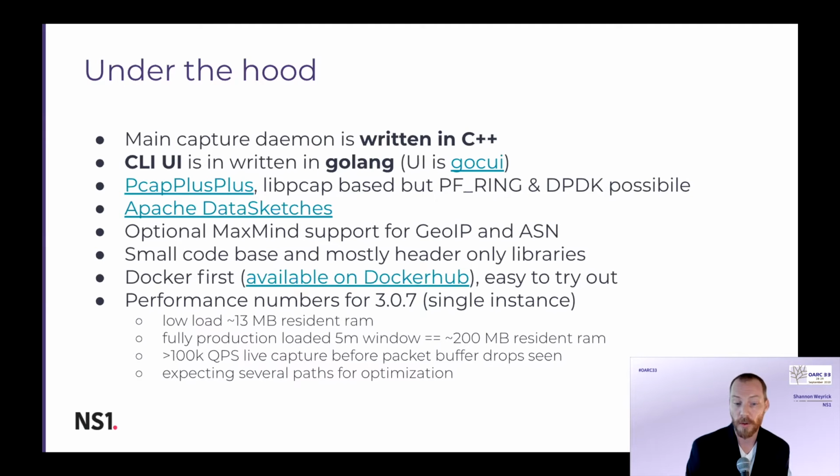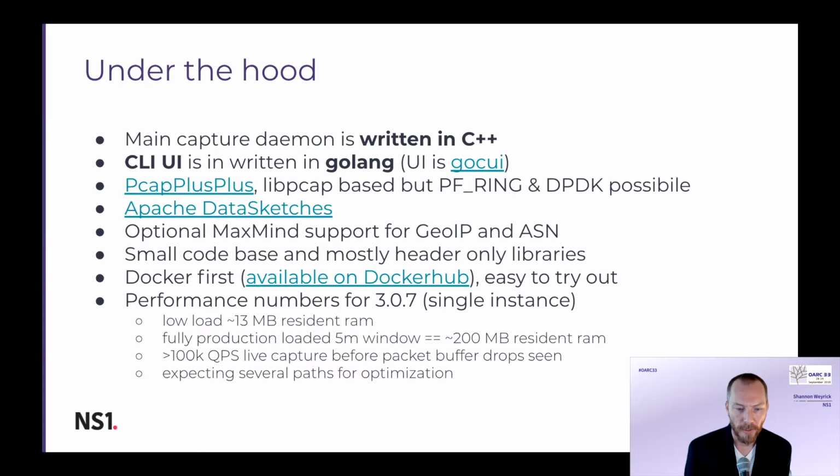So when there's no load on it, it starts at something like 13 megs of resident RAM. On a fully loaded production window, you might expect this to go up to something like 200 megs of RAM. How much memory it uses is a property of how you tune these data sketches. So that's actually tunable, but there's a known limit to that.